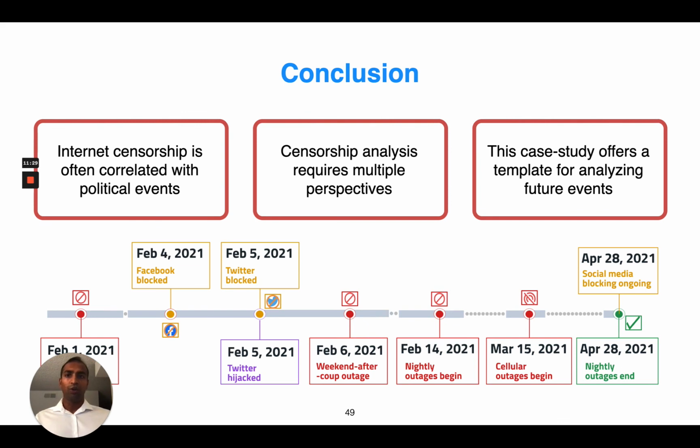So to conclude, internet censorship today is often correlated with political events. Censors can use multiple methods, so censorship analysis in turn requires multiple complementary datasets that can shed light into these methods. Our case study in Myanmar offers a template in how to combine measurements from these multiple perspectives to analyze censorship and draw political inferences.